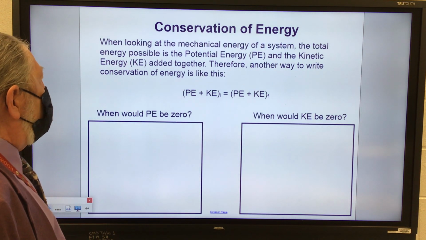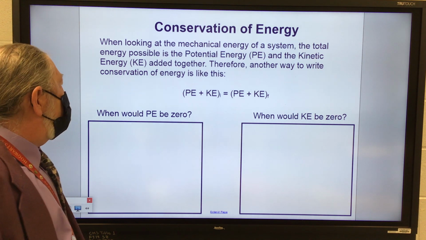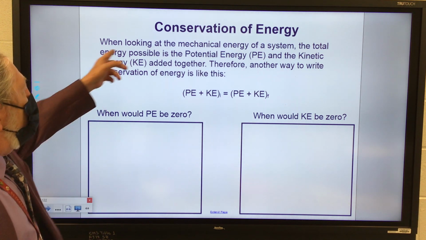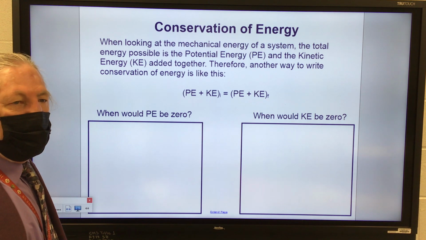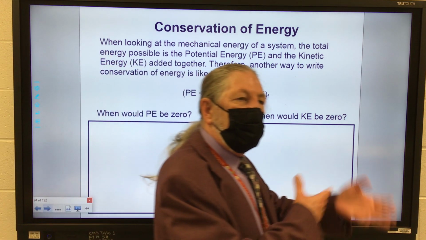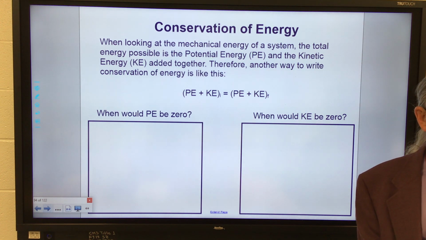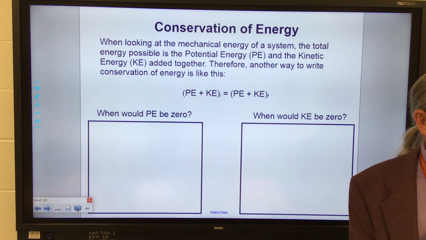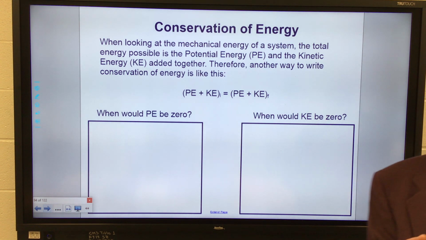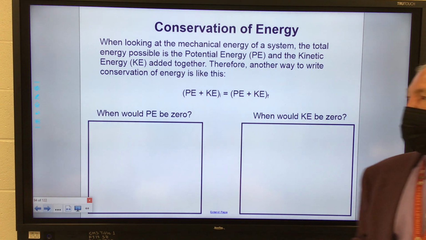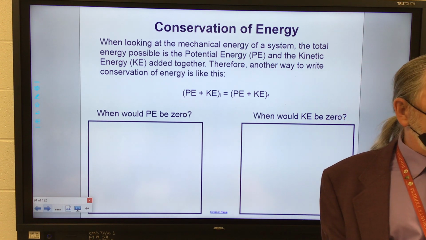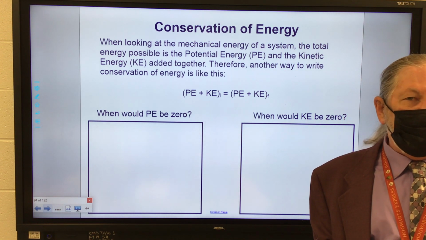Okay, so let's look at this conservation of energy a little bit closer here. When looking at the mechanical energy of a system, you remember mechanical energy has got to have moving parts, like the water turning the turbine at a dam that creates electricity for a city or region. So water going through the turbines turns the turbine.